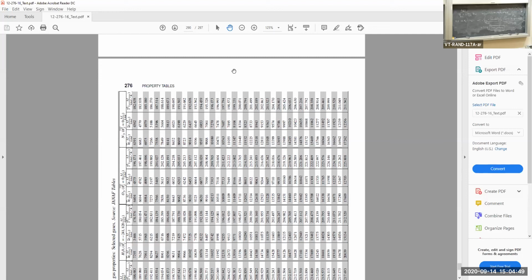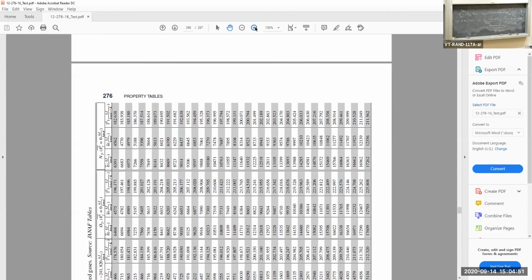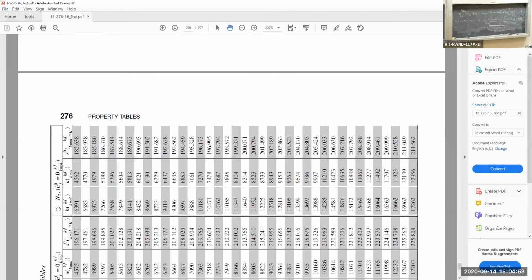Now, one little thing here, just to show you there's a slight complication. The units on these enthalpies and internal energies are kilojoule per kilomole, hence the H bar and the U bar. Kilojoule per kilomole, not kilojoule per kilogram. So we need to use a molecular weight to convert from kilojoule per kilomole into kilojoule per kilogram. That's the only complication for when we do part B in this particular problem.